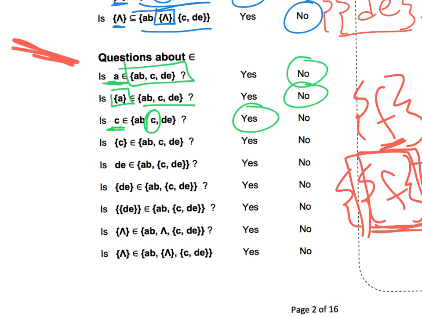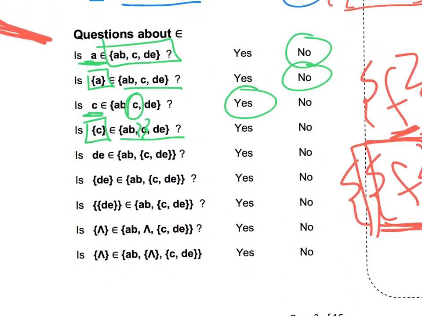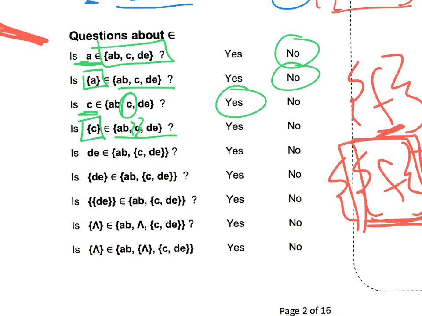Is there a set that contains C in here? No, there's not. The only way there would be is if we had little set squiggles around that C, right, which we do not have. So the answer to this one is no.